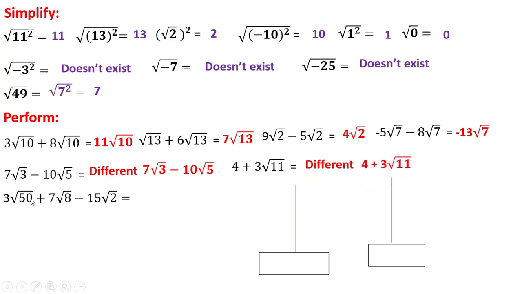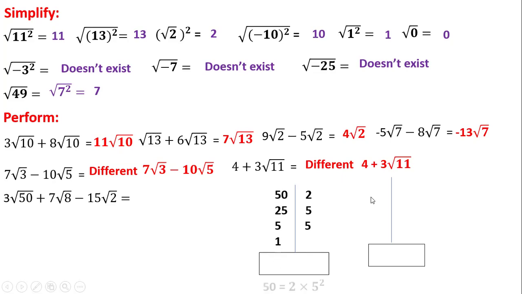Now 3 radical 50 plus 7 radical 8 minus 15 radical 2. We are adding and subtracting, but the radicands, as you can see, 50, 8 and 2, are different. But 50, is it a prime number or can we decompose it into prime factors? No, it's not a prime number. It can be decomposed. 8 can be decomposed using prime factorization. 2 is a prime number, so it stays as it is. It cannot be decomposed. So we have to write the decompositions into prime factors for 50 and 8.